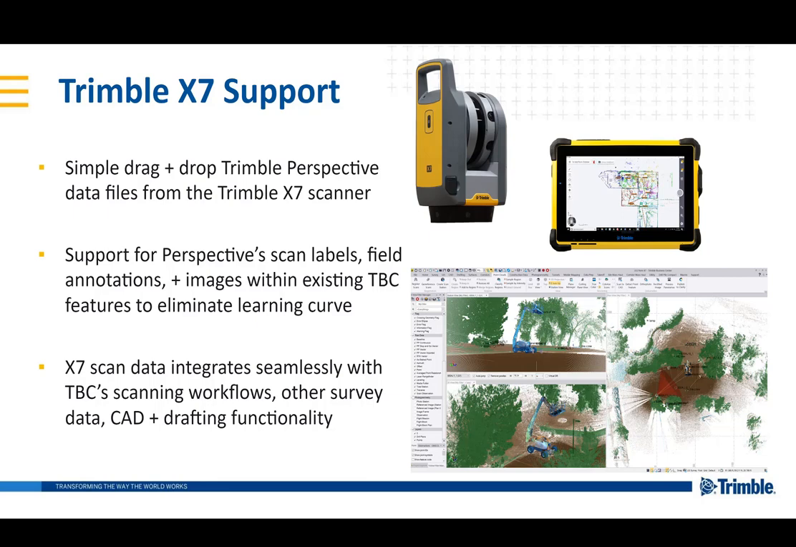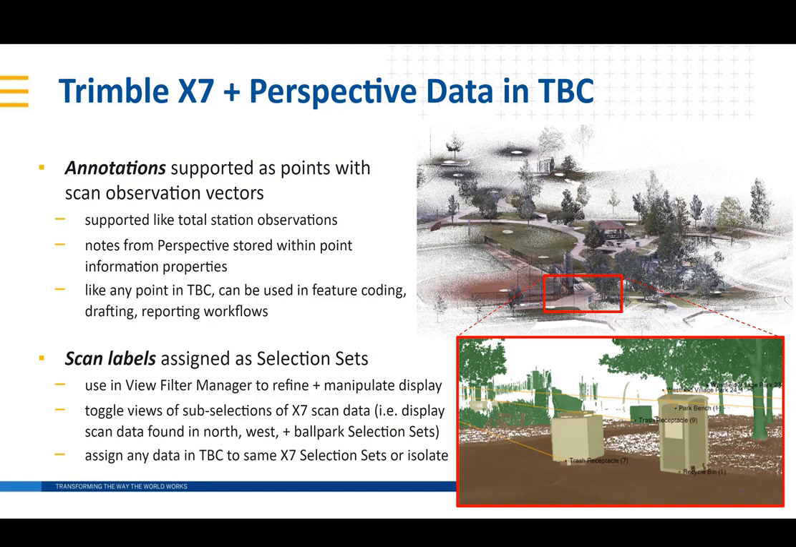So overall, the message for TBC is that X7 data seamlessly integrates with TBC's existing scanning workflows, and those scanning workflows have only been improved, as well as with other survey data, CAD, and drafting functionality. All right, let's get a little bit more specific here. Annotations. In the field, you have the ability to denote something like this shown in this screenshot. Yeah, that's a trash receptacle, or that's a park bench for this park topo.